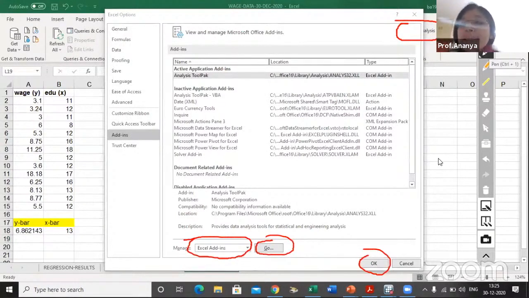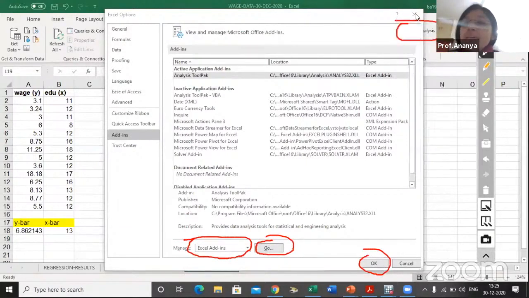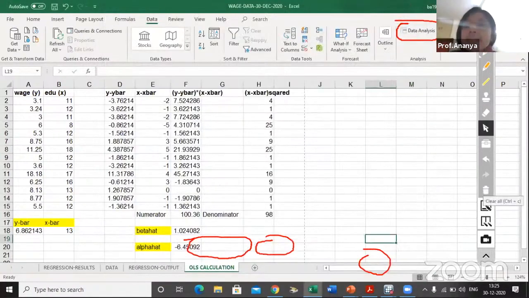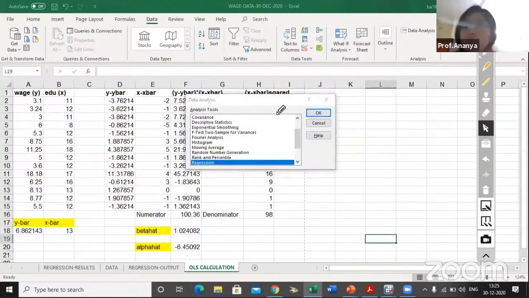Once I did that, it gave me this data analysis option. Now, how do you run a regression in Excel? You click on data analysis. Once you click on data analysis, it will open all these things and you will see regression. I hope you can see it'll show regression. And once it shows that, you go okay.